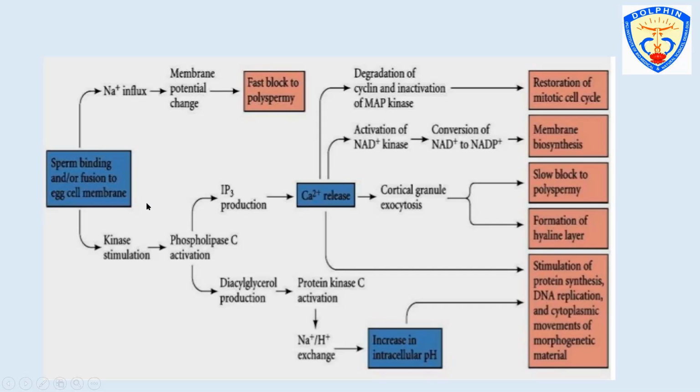If we talk about the slow block, we can see that there is kinase stimulation which will lead to phospholipase C activation and production, after which the calcium ions will be released and a series of steps will follow on the cortical granule exocytosis, which will lead to the slow block to polyspermy and formation of the hyaline layer. There will also be an increase in the intracellular pH, which is going to stimulate protein synthesis, DNA replication, and cytoplasmic movements of morphogenetic material.